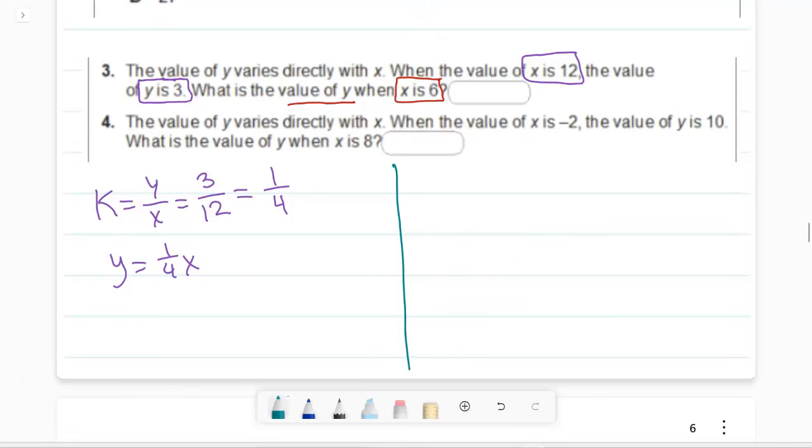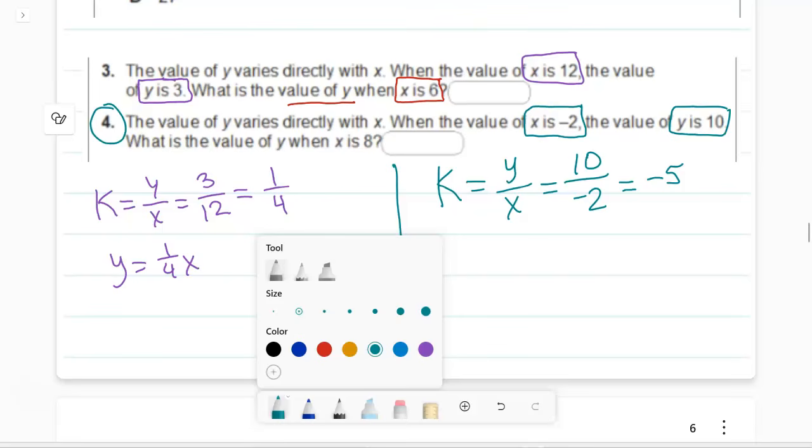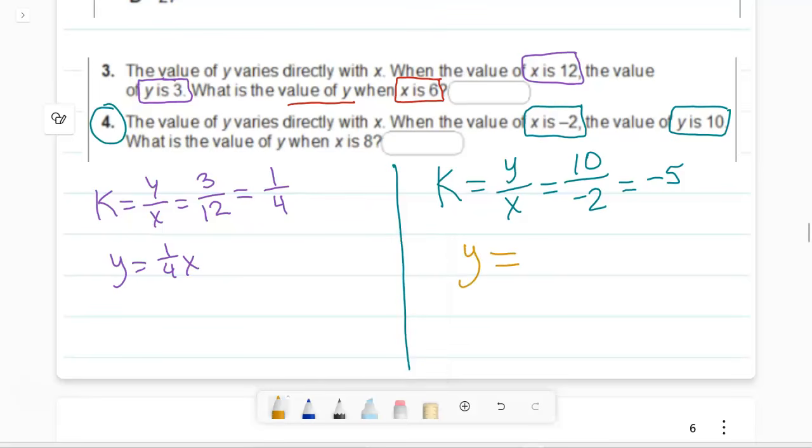Okay, now we're going to do problem number 4. We're going to write down k equals y over x. They gave me the x is negative 2, the y is 10. So that's 10 over negative 2. Put that in decimals. What does it give you? Negative 5. So my equation is y equals negative 5x. Go ahead and type that in decimals and go see what the value of y is when x is 8.